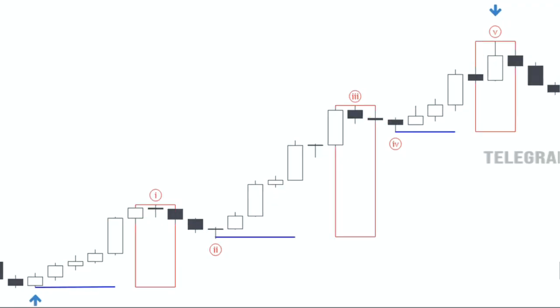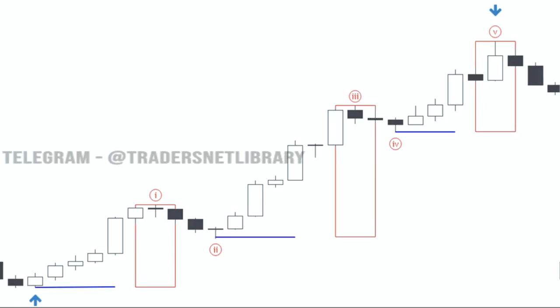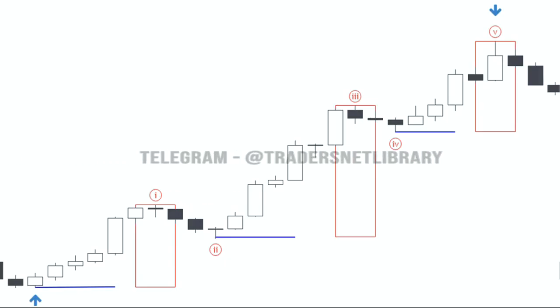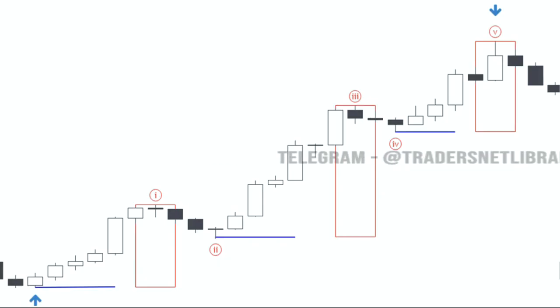1. Wave 3 can never be the shortest wave among waves 1, 3, and 5. 2. Wave 2 can never reach the beginning of wave 1. 3. In impulse trending waves, wave 4 cannot enter the range of wave 1.